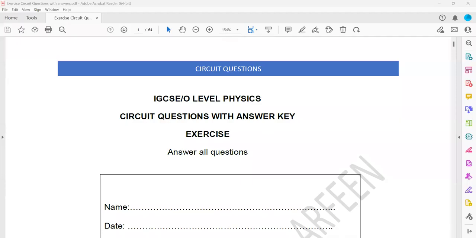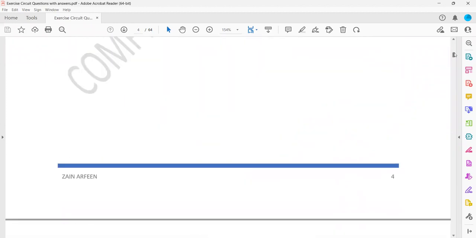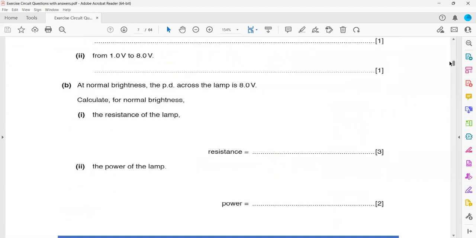So, circuit questions with the answer keys. At the end of each question, you will find the answers as well. So we did the first three questions. Now question 4.